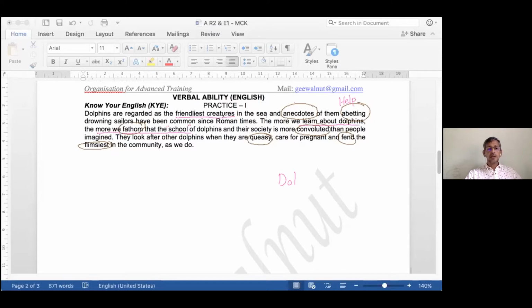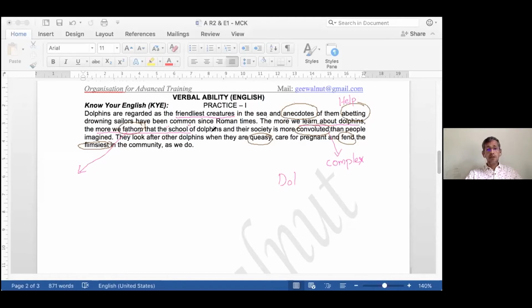Supporting drowning sailors. And then the more we learn about dolphins, the more we fathom. What do you mean by fathom? What's the meaning of fathom? Understand or measure. So fathom. Then the dolphins and the society is more convoluted. What do you mean by convoluted? Convoluted. Anyone? The simple meaning of convoluted is complex. If they used the word complex instead of convoluted, that must be much easier for us, right? So they use the word convoluted to make it more complex. Anyhow, convoluted than the people imagined.